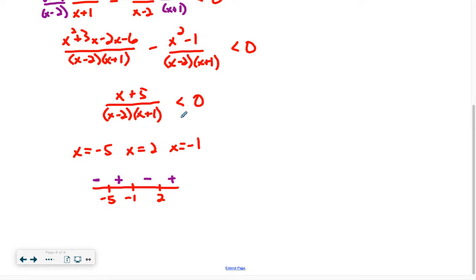For this example, we just wanted the places where this graph was less than 0. So that would be on this interval and this interval. So my answers would be negative infinity up to negative 5. And in this case, I am not including 0. I'm not including the endpoints. So that's going to be a parenthesis. Then we'll union that with this interval, negative 1 to 2.